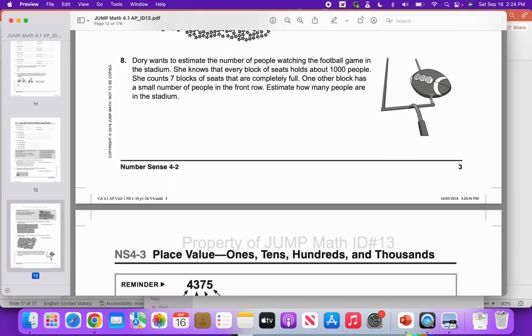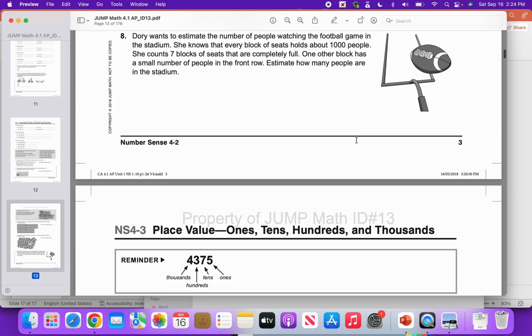Question 8: Dory wants to estimate the number of people watching the football game in the stadium. She knows that every block of seats holds about 1,000 people. She counts 7 blocks of seats that are completely full. 1 other block has a small number of people in the front row. Estimate how many people are in the stadium. Go ahead and do that. If I was working on this, I would highlight all the important information and jot it down, probably in a notebook. So every block is 1,000. There's 7 blocks that are completely full, so that's 7,000. Another one has a small number in the front row. So I'd say like 7,100, 7,200, something like that.